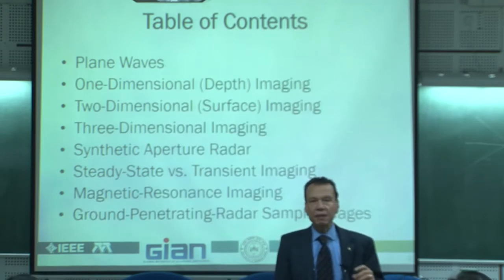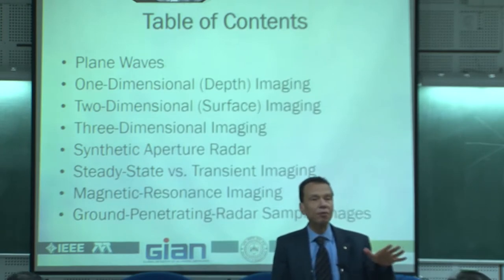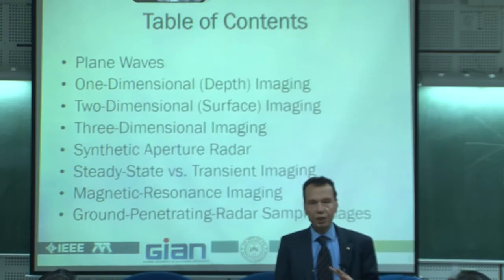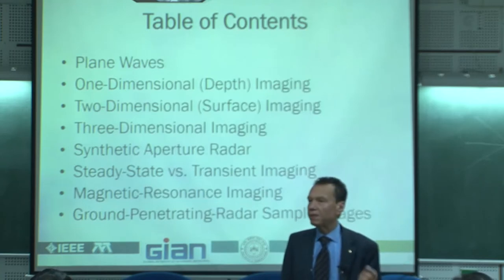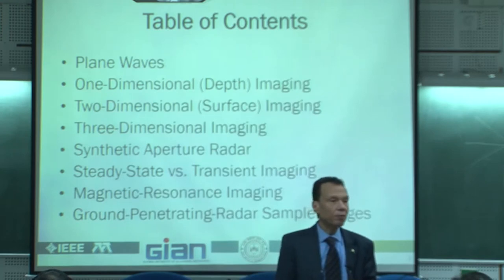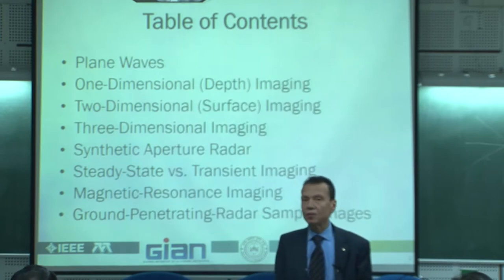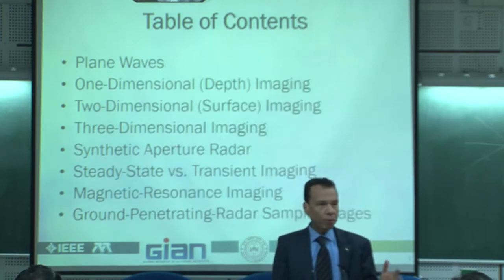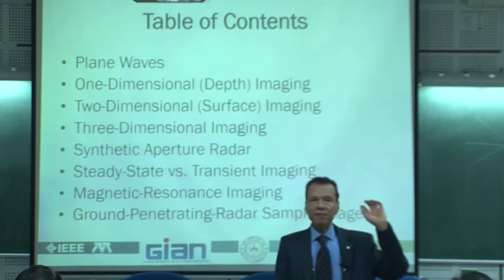In two-dimensional imaging, I do the same, but I'm looking for a two-dimensional distribution. I'm looking for, say, permittivity epsilon as a function of x and y, or permittivity epsilon as a function of r and theta, if I'm working in the polar coordinate system. Okay? And the ultimate goal is to have the three-dimensional plot, or the three-dimensional imaging, in which you have epsilon as a function of x and y and z.